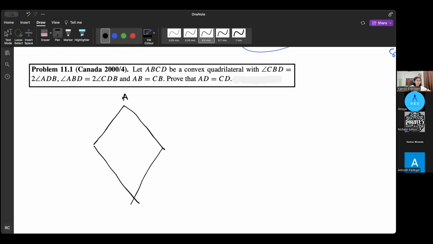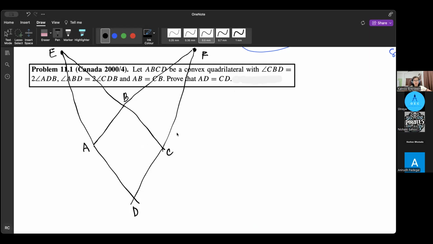Yeah, this is A. Sorry, this is not A. This is B. A, B, C, and D, right? So the things I wanted to consider for the synthetic solution is this intersection. Let's call it some F, and this intersection, let's call it some E. All right. So now look at the angles.